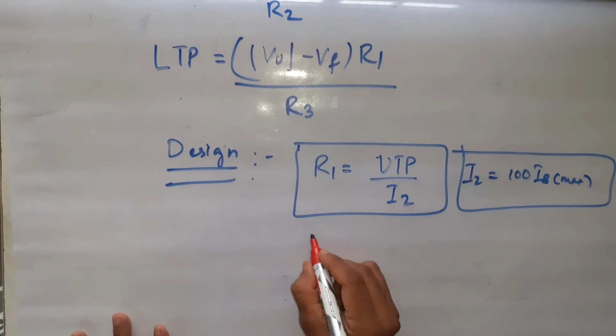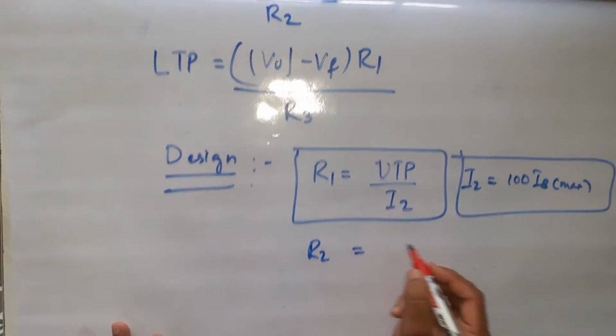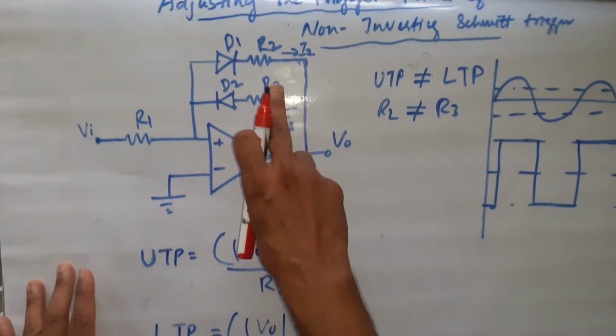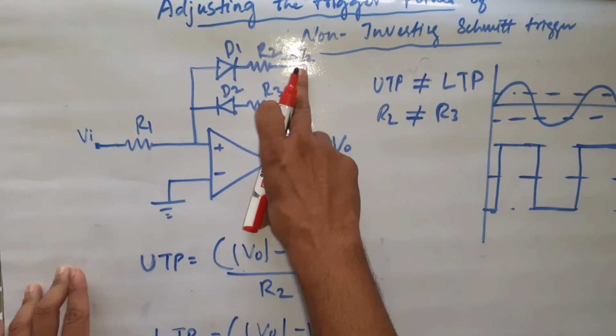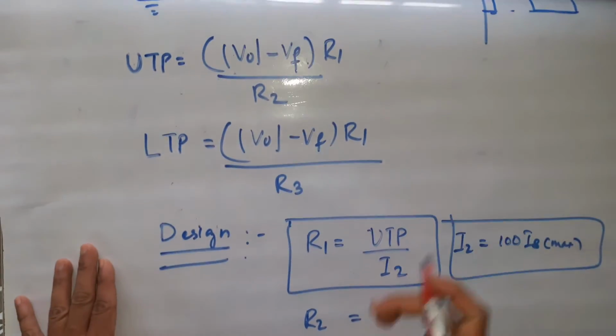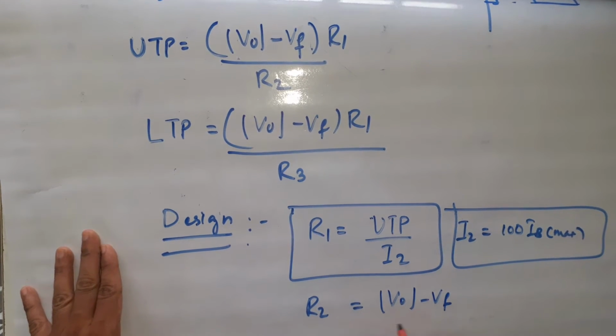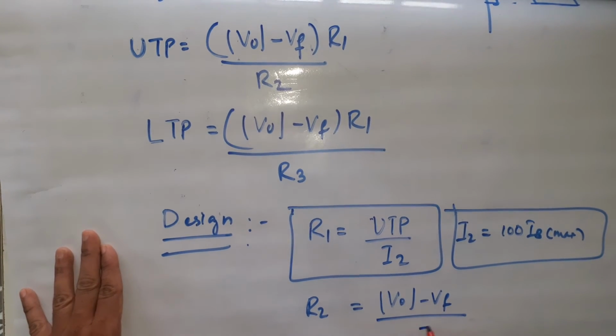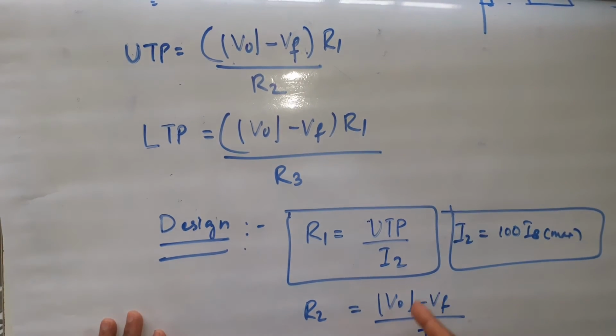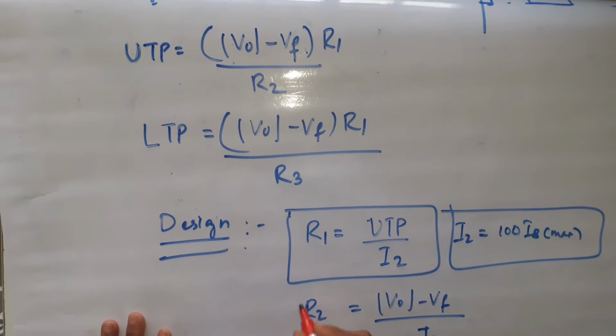Next, what we have? R2. How will you find R2? The voltage across R2 is V0 minus VF, divided by I2. This minus VF is coming extra because of the diode drop. Earlier this was absent, right?